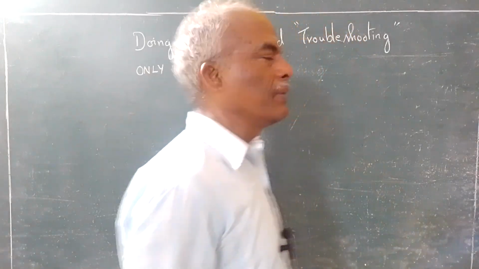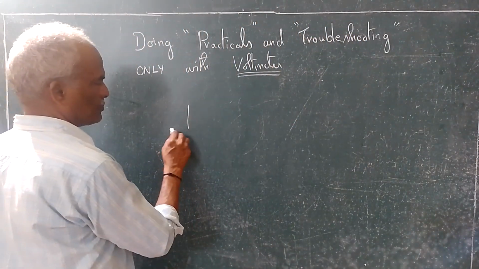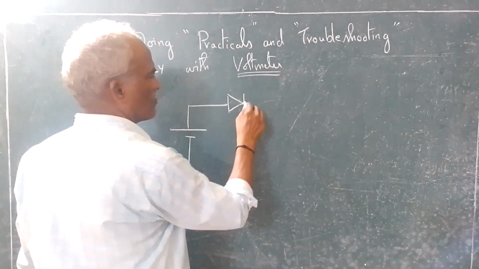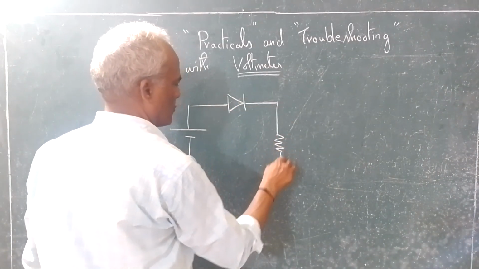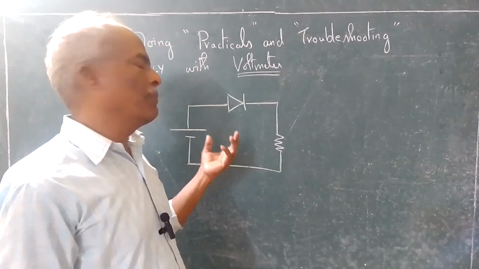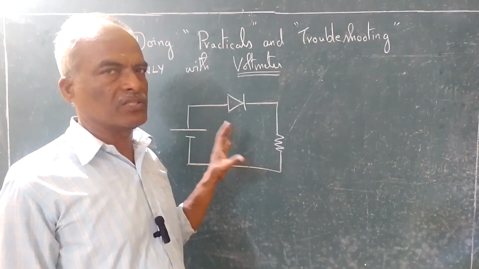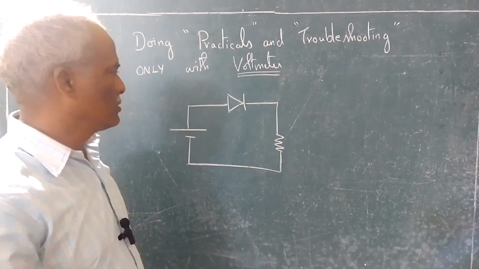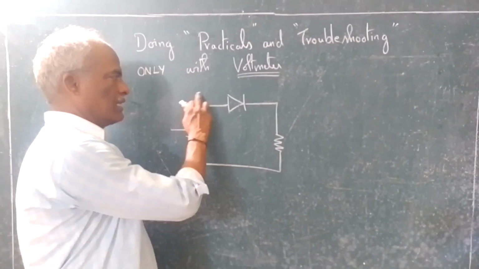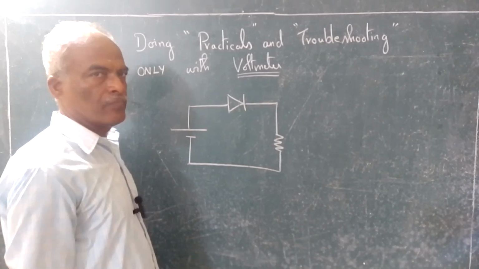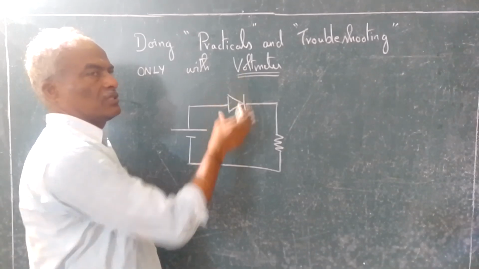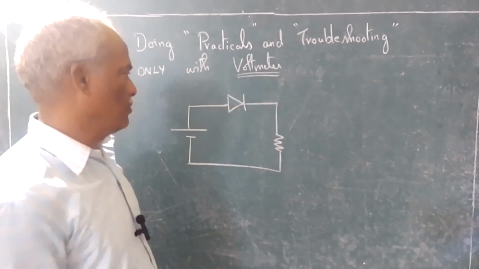Okay. For example, suppose I want to study or practically verify the forward characteristics of a diode. So this is the circuit diagram. Generally what we will do, we will connect an ammeter to see the current and a voltmeter across the diode to see the voltage across the diode.